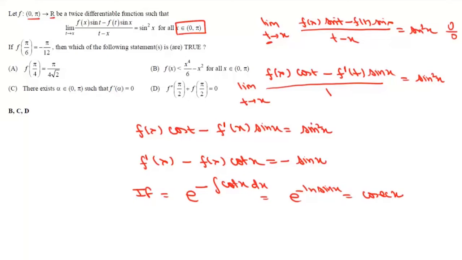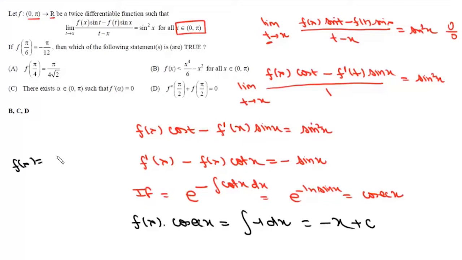So we solve this integral, we'll get f(x) into cosec x will be equal to the integral of minus sin x into cosec x. So it will be the integral of minus 1 dx, which is minus x plus c. So we can write this function f(x) as minus x sin x plus c sin x.